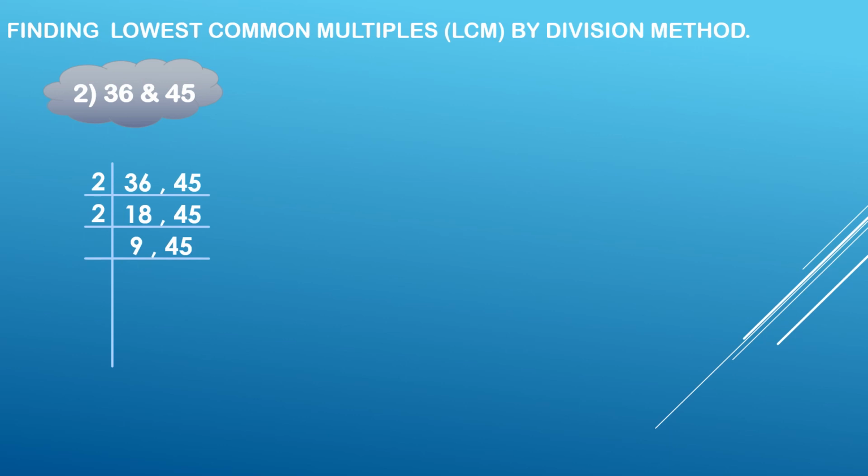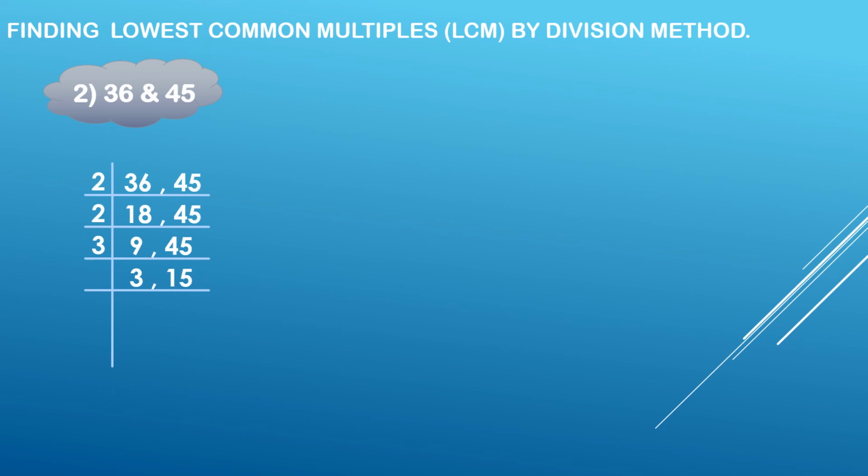Look, 9 and 45 both are odd numbers. So divide them by the smallest prime number 2. But they are not divisible by 2. So take the next prime number 3 and divide 9 and 45 by 3. So write 3 to the left of 9 and 45. If we divide 9 by 3, we get 3. And if we divide 45 by 3, we get 15.